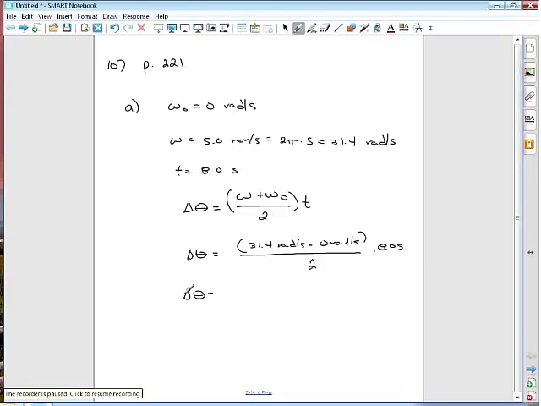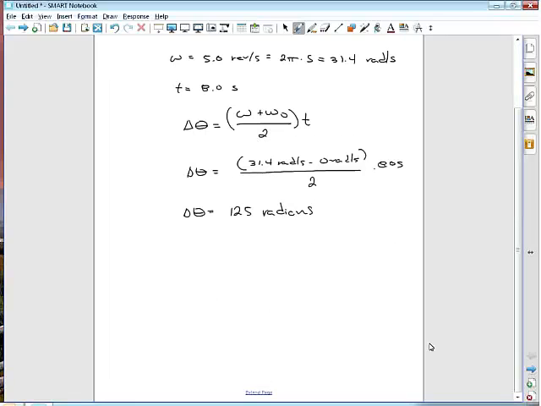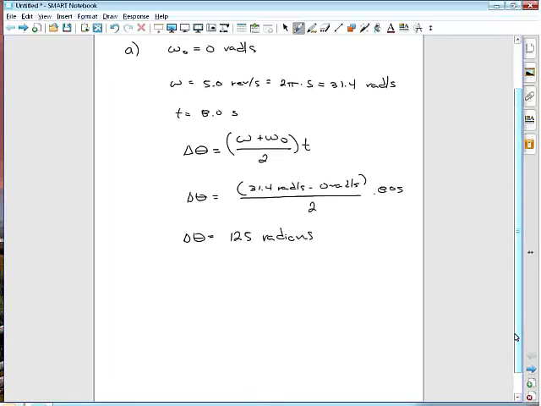So delta theta, you can follow along and plug them into your calculator, make sure you can do this correctly. But I get 125 radians. Then we're going to have to convert that to revolutions later, but we'll do that when we finish finding the whole thing.